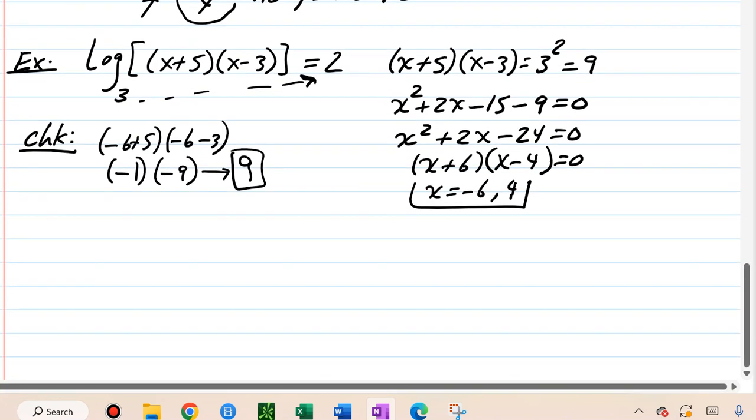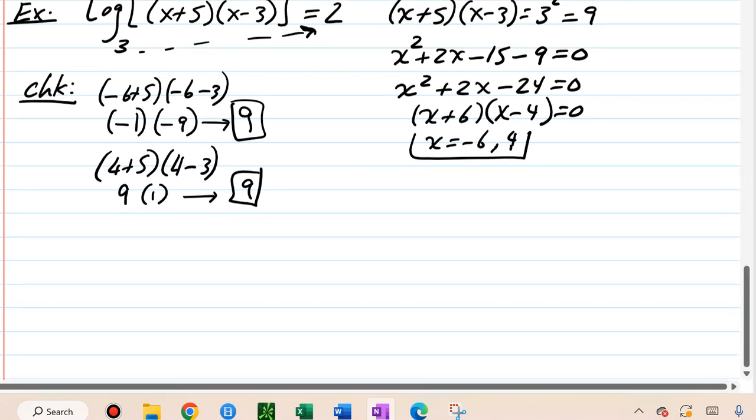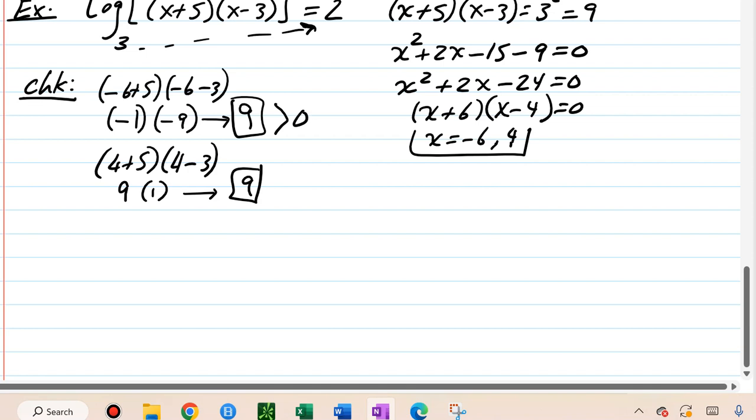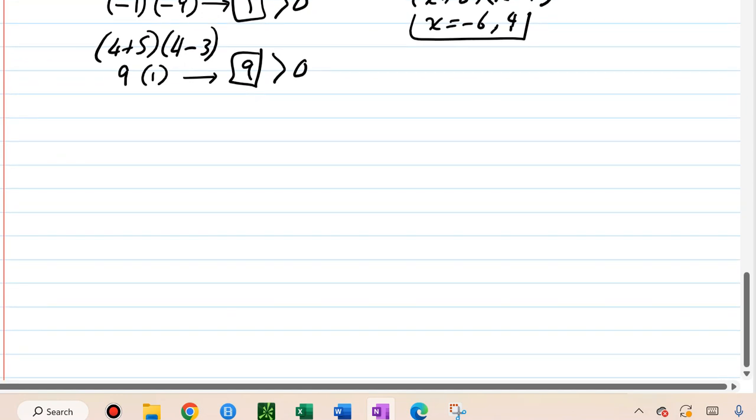Let's try 4. That would be 4 plus 5, and then 4 minus 3. 4 plus 5 is 9. 4 minus 3 is 1. That product ends up being 9, which is positive. So both of these solutions are good, working solutions. Again, all we're checking is to make sure the argument of the log is positive. Okay, and there you have that one.